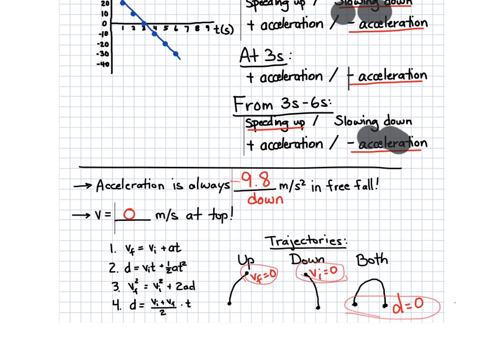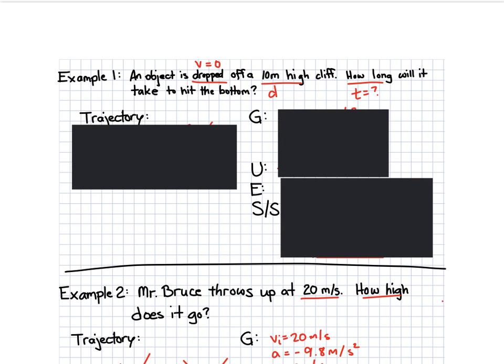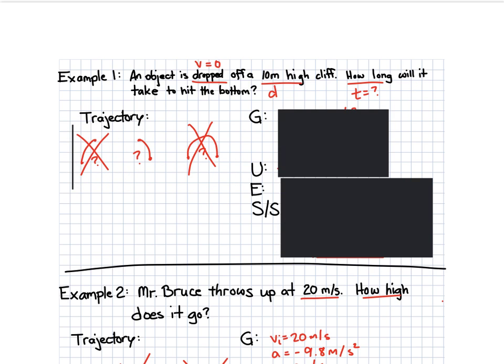All right. So, scroll down to the next page, and let's try a problem. Okay. Example 1. An object's dropped off a 10-meter high cliff. How long will it take to hit the bottom? Okay, before we even begin, what trajectory do you want to use? Pick one. What do you think? Initial velocity 0. So you want to use the way down? All right, so let's try it. That makes sense to me.